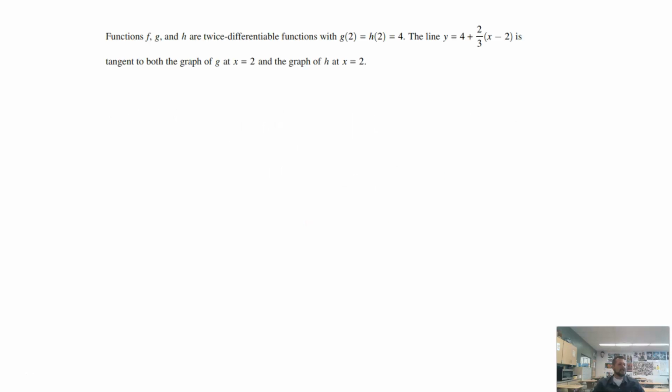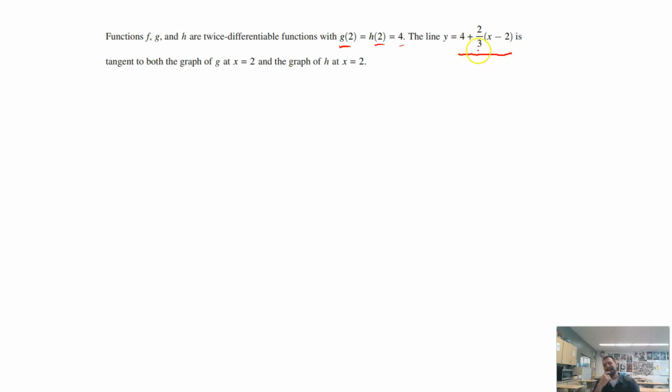We've got 3 different functions. F, G, and H are twice differentiable, which just means you can take the derivative twice, no problem, no corners, no cusps. And it does say G of 2 and H of 2 are equal to 4, okay? So basically if I was looking at 2 different graphs, they would both have the same y value at x equals 2. We also have this line, y equals 4 plus 2/3 times (x minus 2), as the tangent line.